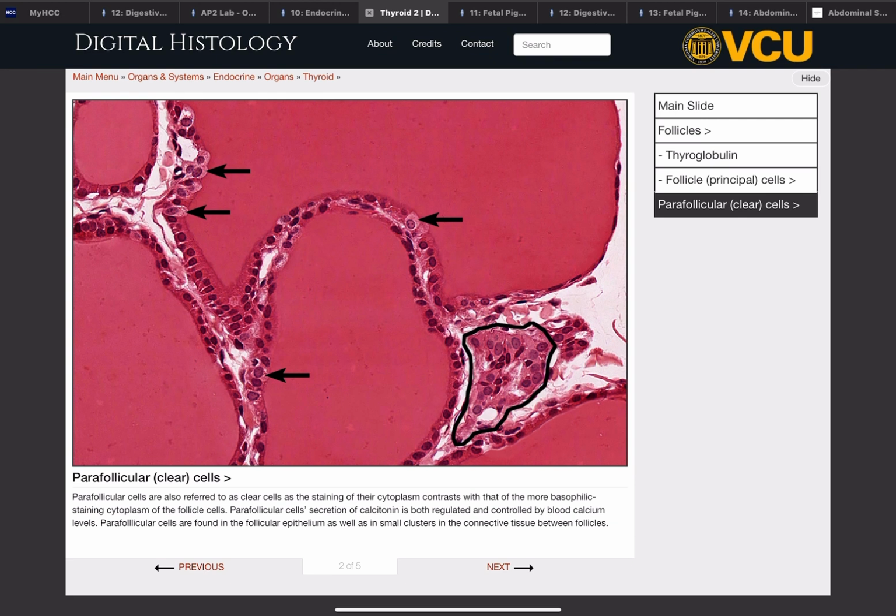So again, your goal is, if you were to see this image with these arrows and that circled area, that you would be able to name one, that this is the parafollicular cells, that this is also a component of the thyroid gland, that's the image that you're looking at, and then what hormone is secreted by the parafollicular cells.